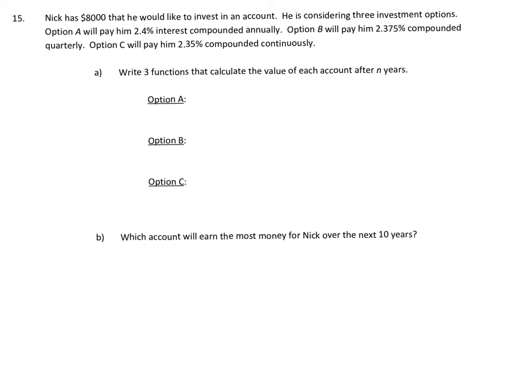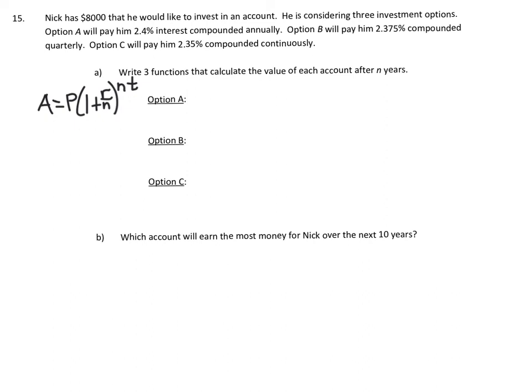Now, I just want to remind you, whenever we see compounded annually, compounded quarterly, monthly, anything, we're going to be using our compound interest formula, which is this one right here. This is our compound interest formula. This one says compounded annually. Annually just means once a year. But even still, we're going to be using this formula.